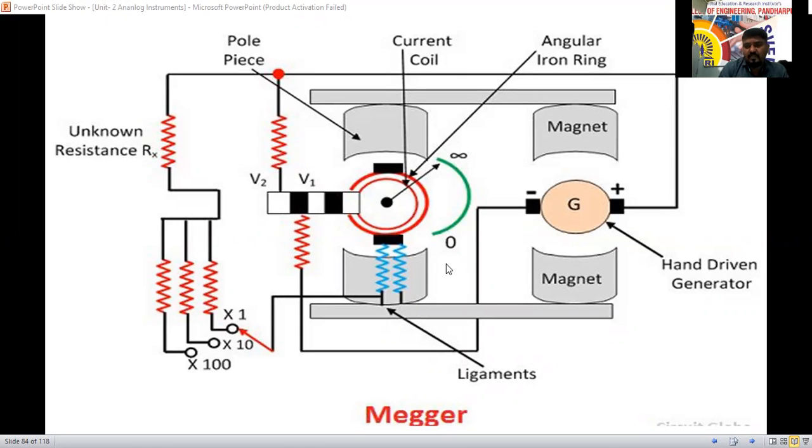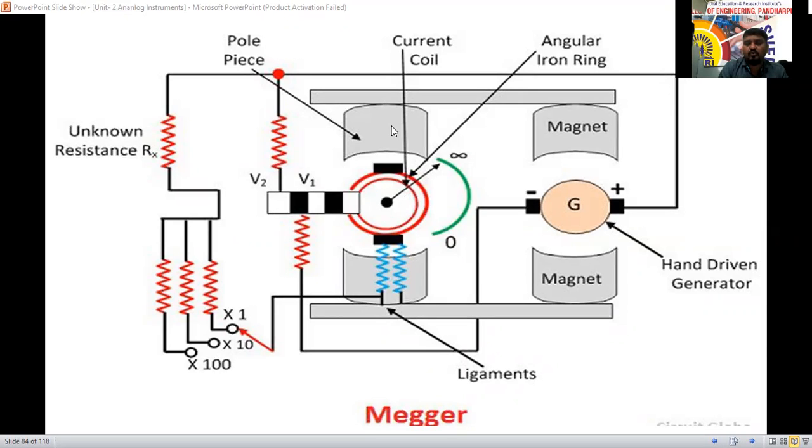So this is the operation here. Now with explanation, without the diagrams, these two are the permanent magnet. Here also permanent magnet is there. So the same magnet we have used for the generator as well as the permanent magnet for the moving coil instrument here. Now the coil is the current coil we are using here.